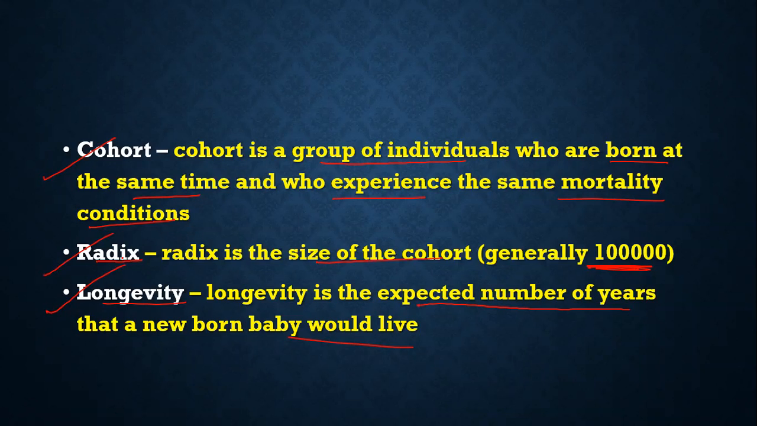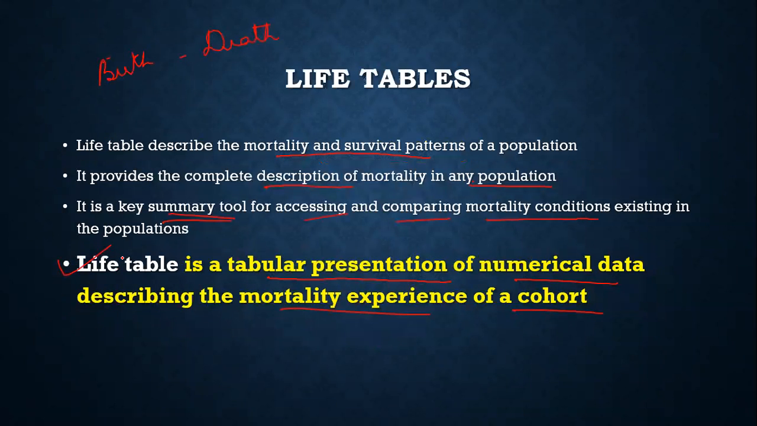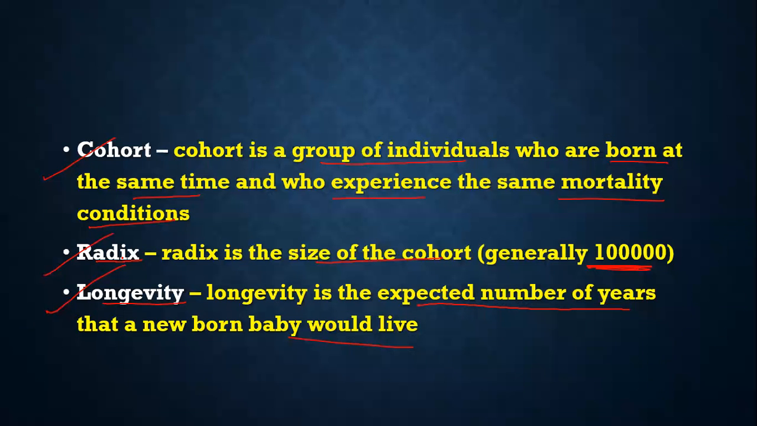What is a life table? It is nothing but a mortality table. It is also called a mortality table. We formally describe in tabular form the mortality experience of a group. A cohort is a group of individuals who are born at the same time and have the same experience of death. Born at a similar time, with death conditions at a similar time, so we call it a cohort. So radix is nothing but the size of a cohort. For a particular group of cohort, the number or size is what we call radix.